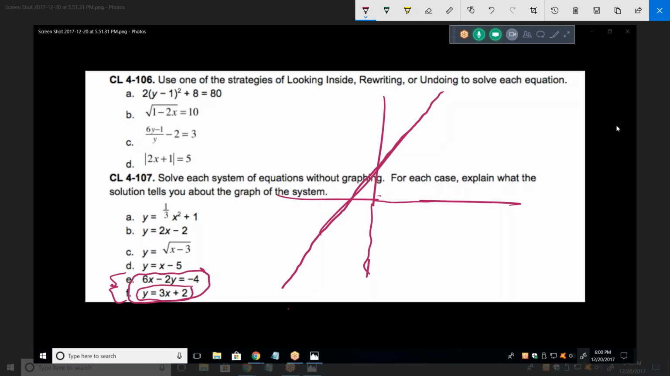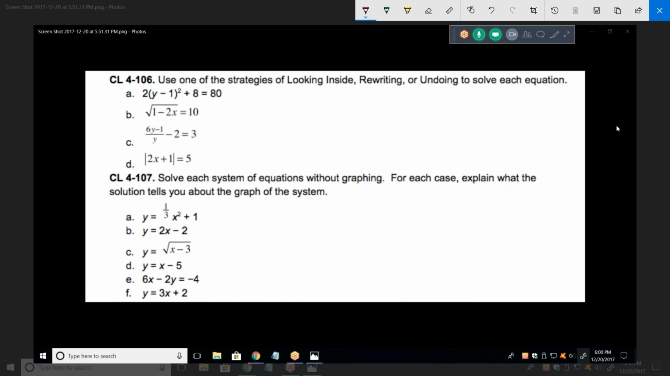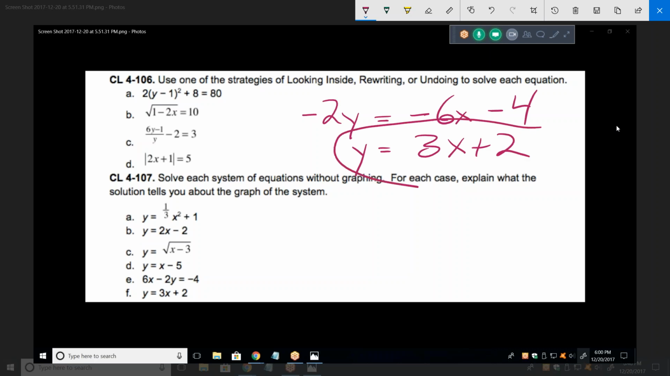In other words, both of these are true, and let's just examine why that's true for a moment. If I solve the first equation for y, here's what I get. Minus 2y equals minus 6x minus 4. And now if I divide everything by minus 2, I get y equals positive 3x plus 2. That's the same equation as the second one. All they did was give us two equations that were the same.